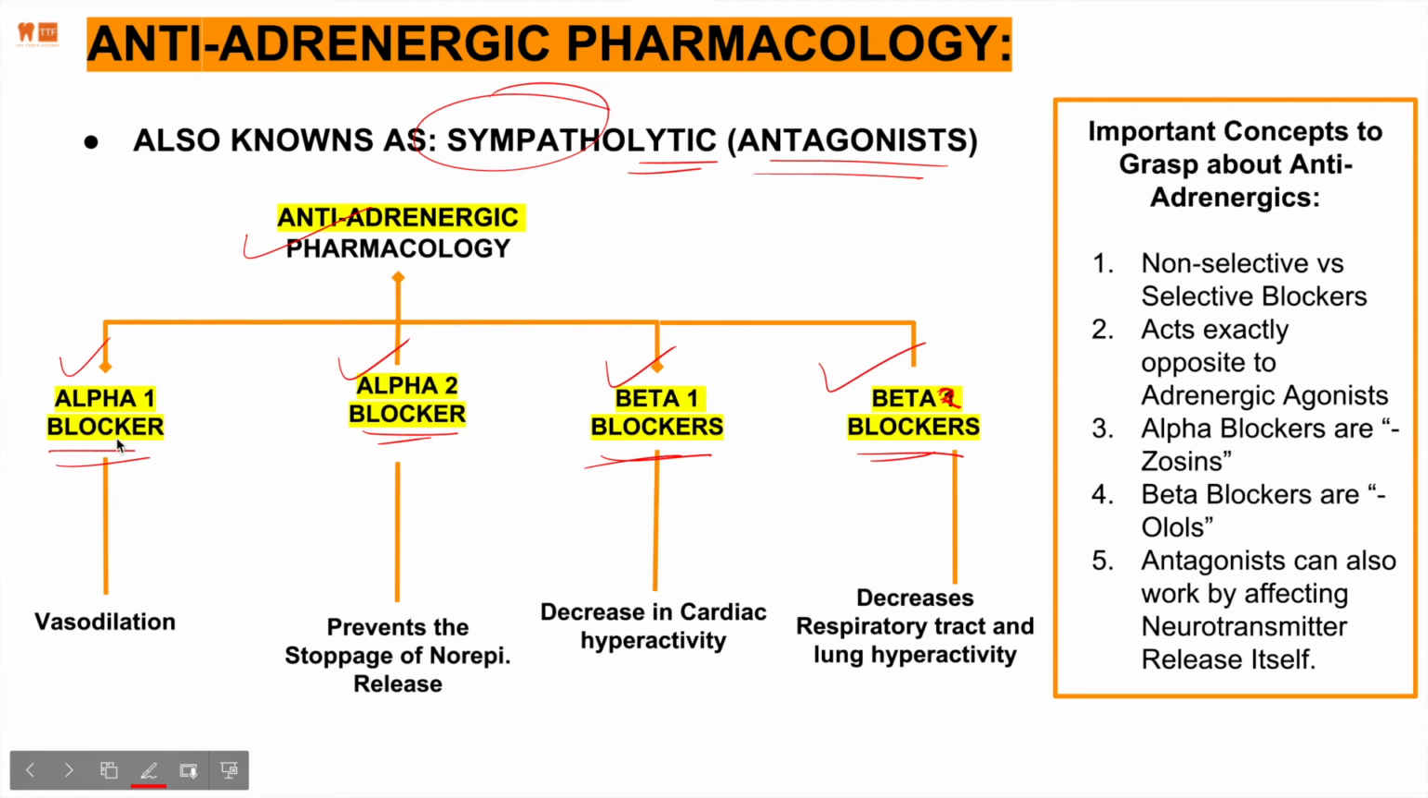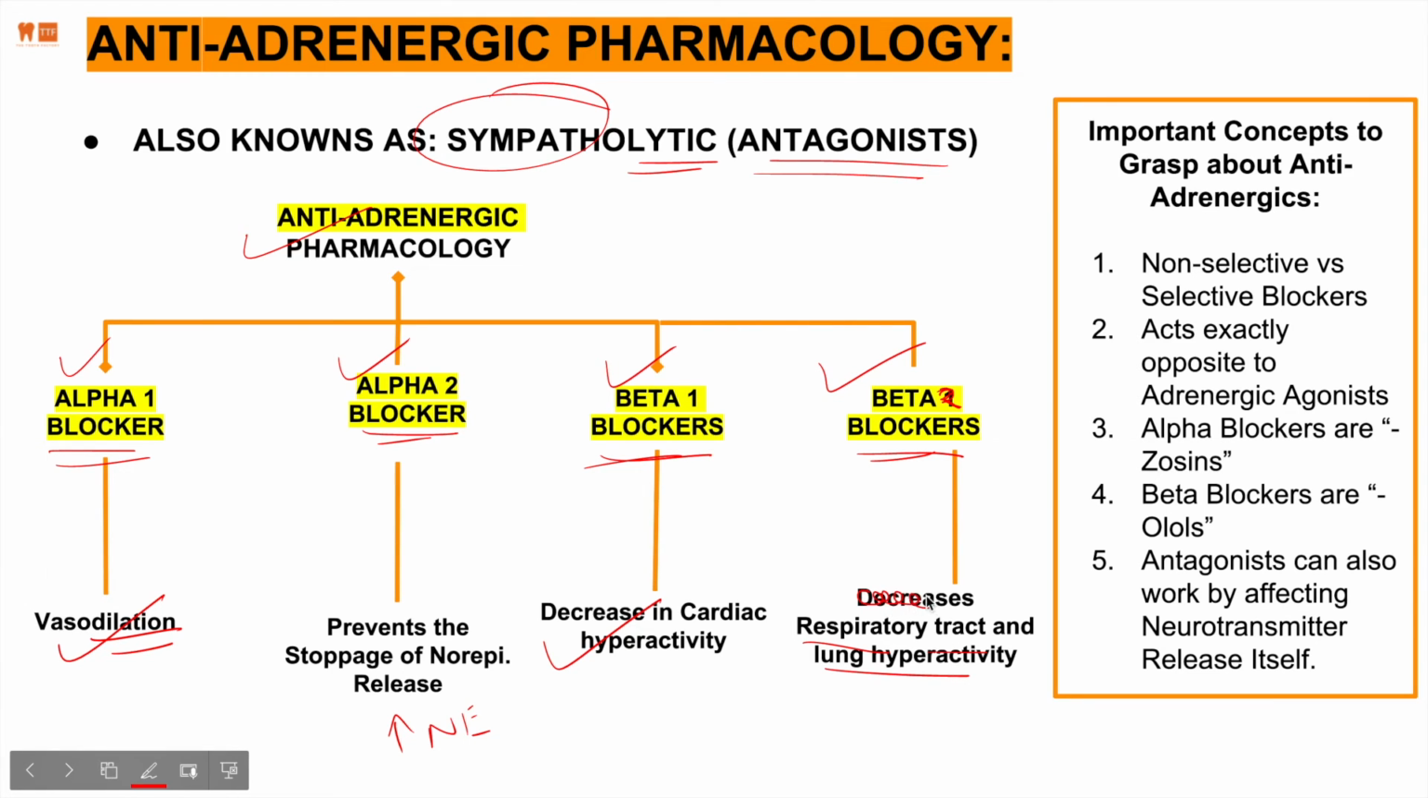Okay, so when alpha-1 is blocked, what happens? Vasodilation. Perfect. When alpha-2 is blocked, it prevents the stoppage of norepinephrine, which means it increases norepinephrine in the synapse. When beta-1 is blocked, then what happens? Well, it decreases cardiac activity. Perfect. And when beta-2 is blocked, it affects the respiratory tract and lung hyperactivity.